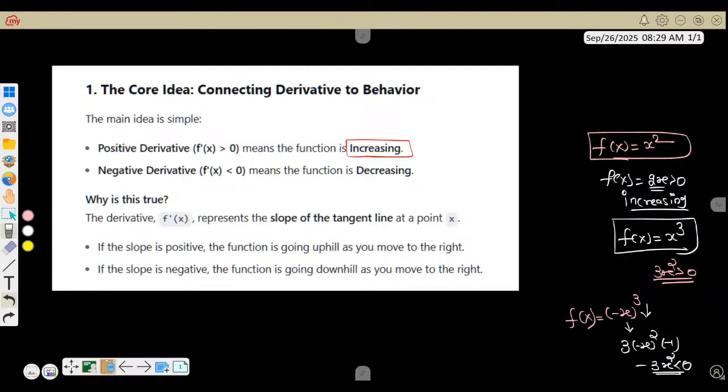Now we have some critical points in the graph where the graph changes its behavior. And how will we find these? By putting the derivative equal to 0. So after taking the derivative, you have to find the critical point.